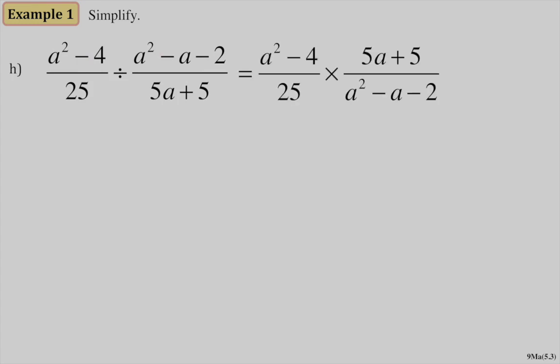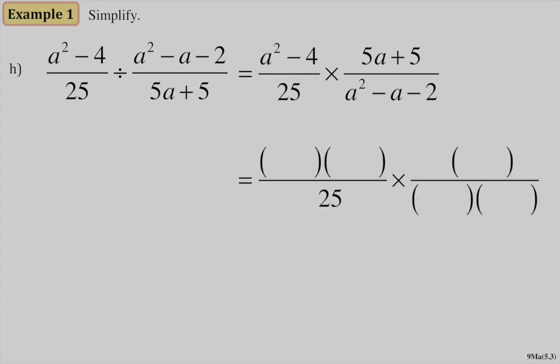So what I'm going to do, before I factorize, I know I'm going to change that divided by sign to a times sign and turn this upside down. So I'll turn it upside down to make it a times question. Now let's factorize everything. For the first fraction, a squared take 4. That's a difference of 2 squares. It will go to 2 brackets. Each bracket will have a plus and a minus. They'll start with a's. 2 times 2 is 4, so I'll end up with plus 2 and minus 2.